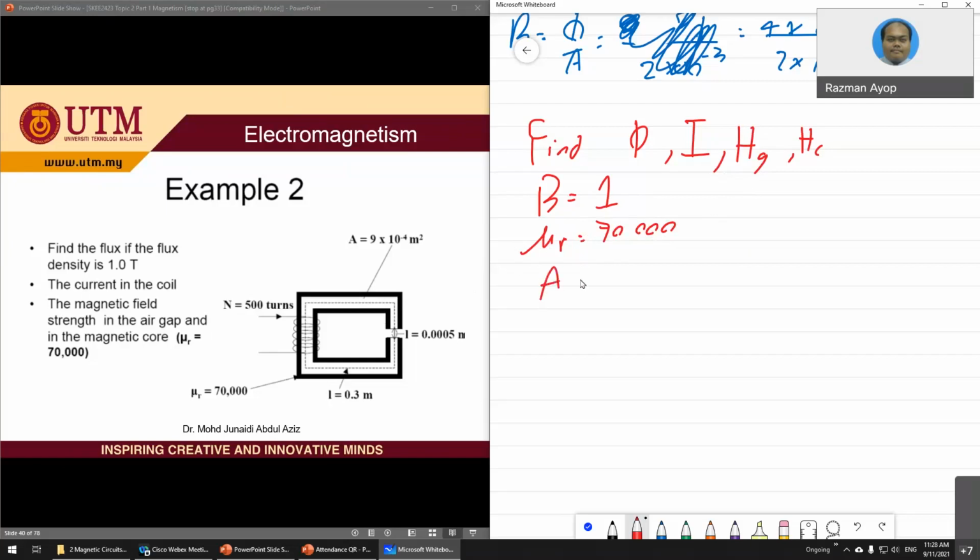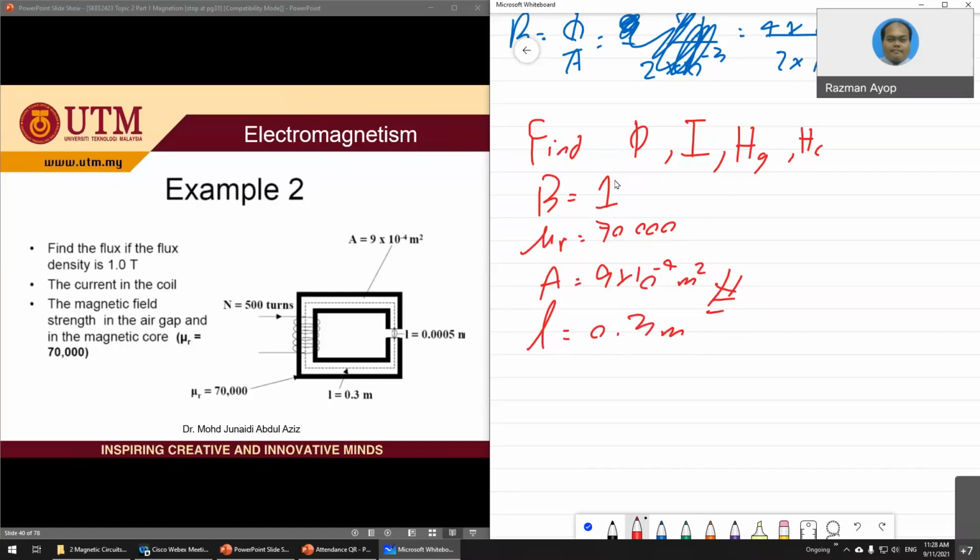And the area is 9 multiplied by 10 negative 4 meter squared. Make sure the unit is in meter. If they give you in cm, you have to change it to meter. Okay, cm, mm, you have to change it. So L is equal to 0.3 meter. So make sure this one, make sure in meter, in the SI unit.